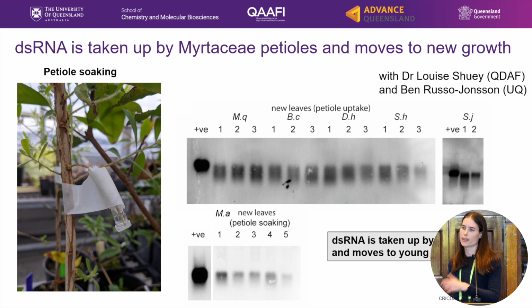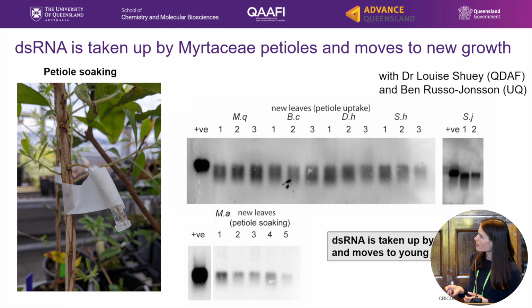Then I tried some petiole soaking in some different Myrtaceae, just because they're a bit small, so I couldn't really do the trunk injection. So I just decided to soak petioles in the double-stranded RNA. And then I took samples from the new leaves to see whether there was any RNA present. And this was at 1 week after I applied it. It looks like it might be a bit degraded, but there was double-stranded RNA present in the new leaves from a few different species of Myrtaceae.